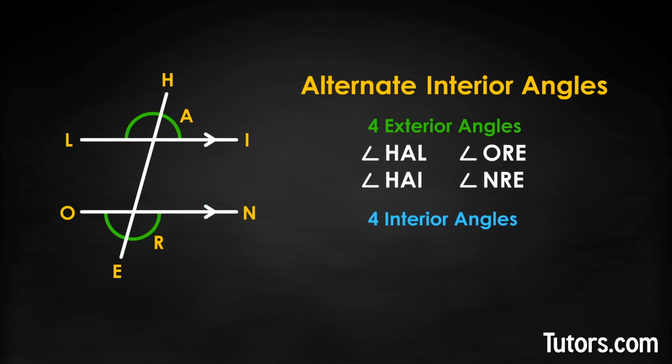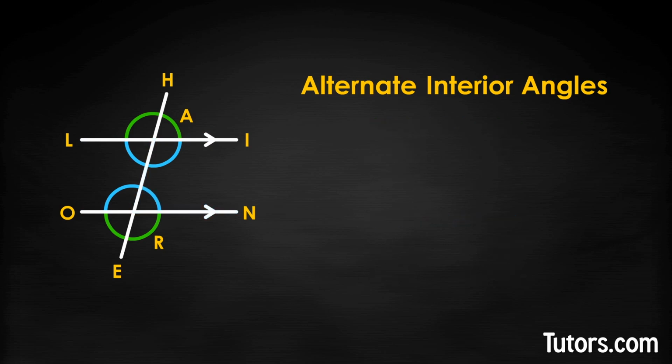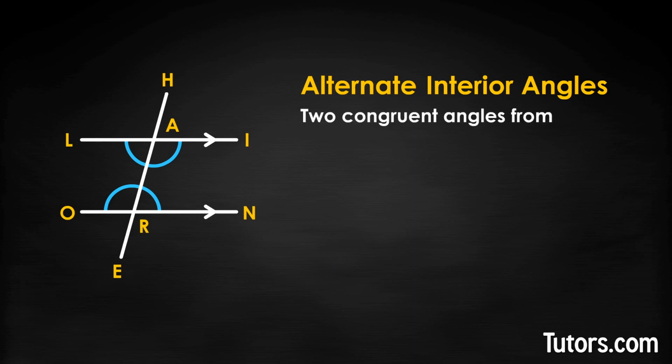And we have 4 interior angles: angle LAR, angle IAR, angle ARO, angle ARN. Today we are only interested in the 4 interior angles. 2 of the interior angles are built using the top parallel line LI, and 2 are built using the bottom parallel line ON. Alternate interior angles are 2 congruent angles from different parallel lines, one from LI, one from ON.